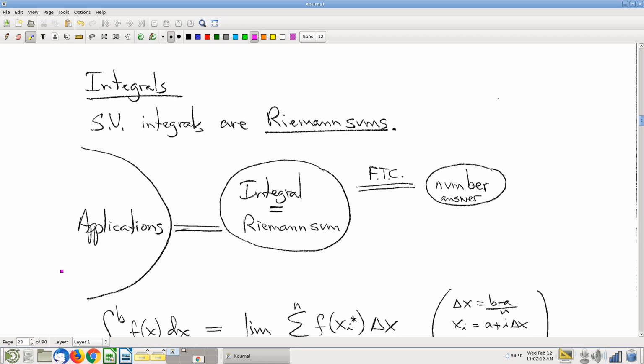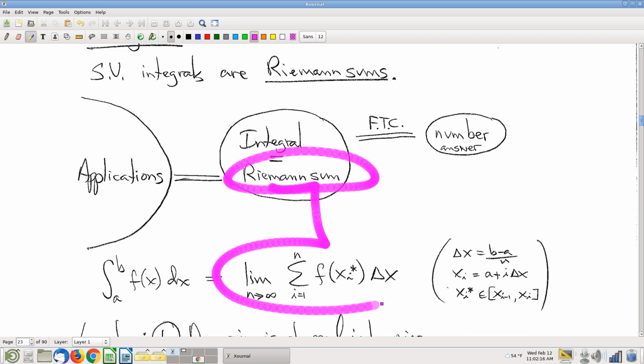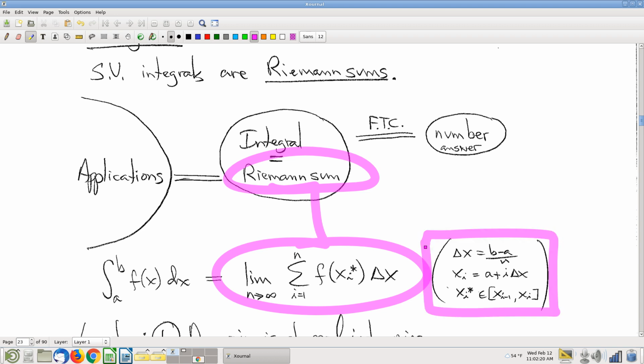Okay. So Riemann sums are important. Just a reminder what a Riemann sum is. Here it is. That's a Riemann sum. Don't forget these little details that go into what these things are. But this should all be review, end of Calc 1, start of Calc 2. Make sure that you're really solid with this.